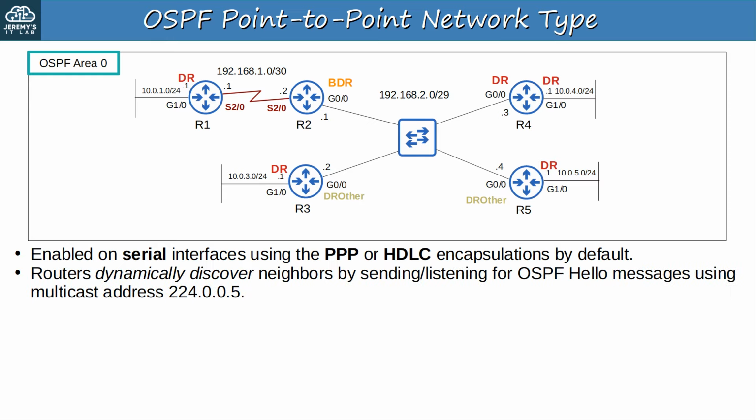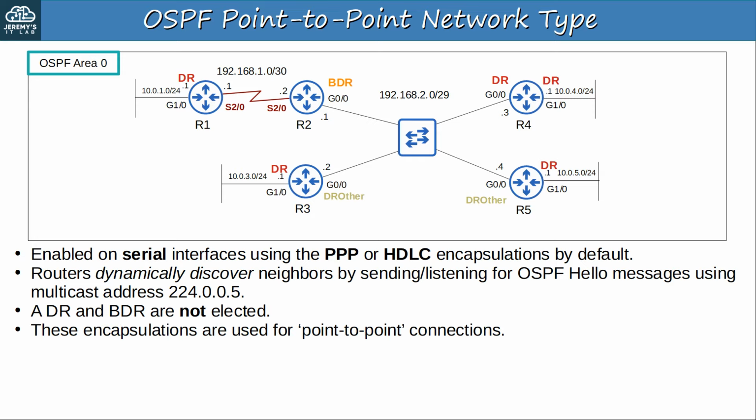Same as the broadcast network type, routers dynamically discover neighbors by sending and listening for OSPF hello messages using multicast address 224.0.0.5. However, here's the difference. A DR and BDR are not elected. Why is that?